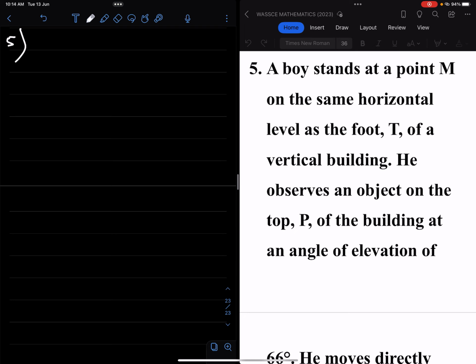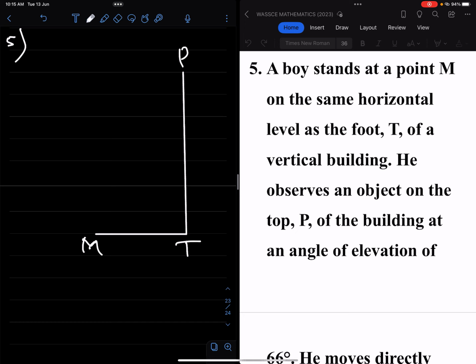A boy stands at a point M on the same horizontal level as a foot T of a vertical building. Let this be the building. This is the foot T of the building, and the boy is standing at a point M on the same horizontal level as the foot of the building. That's where the boy is standing. Now, he observes an object on the top P. That means the top of the building is P.